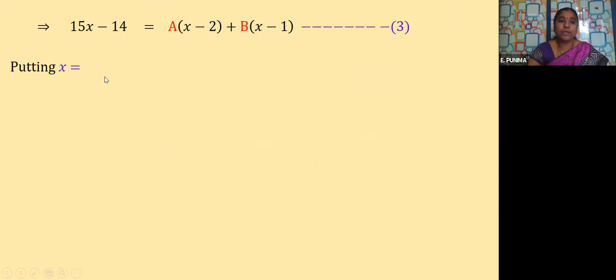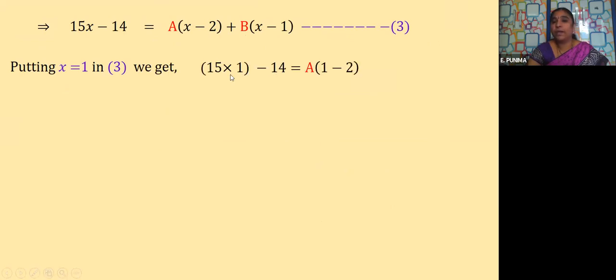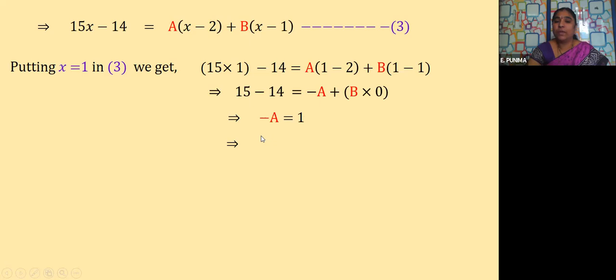Now by putting x is equal to 1 in equation number 3, what do we get? 15 into 1 minus 14 is equal to a into 1 minus 2 plus b into 1 minus 1. 15 ones are 15 minus 14 is equal to, 1 minus 2 is minus 1. Minus 1 into a is minus a, plus b into 0. Now here 1 is equal to minus a, which implies a is equal to minus 1. So now we got the two constants' values, children.